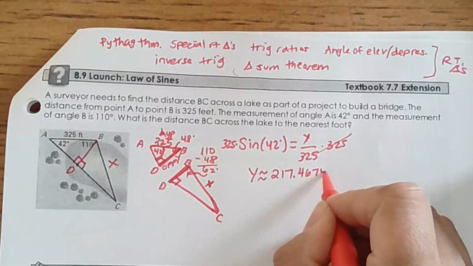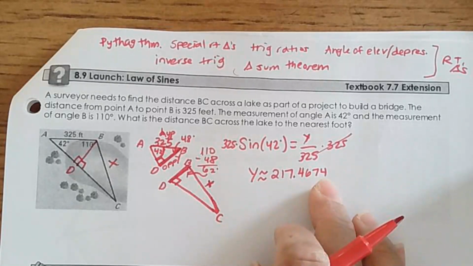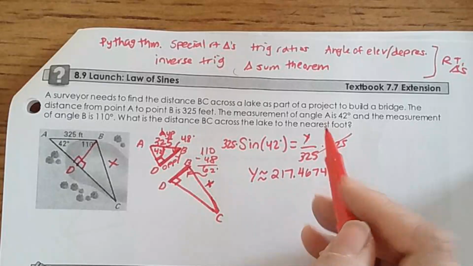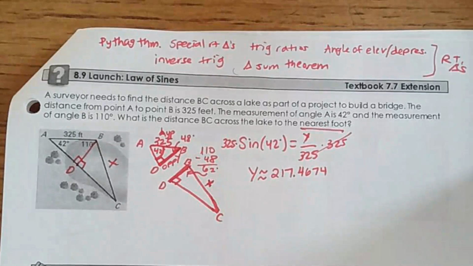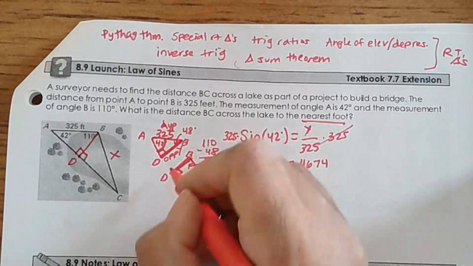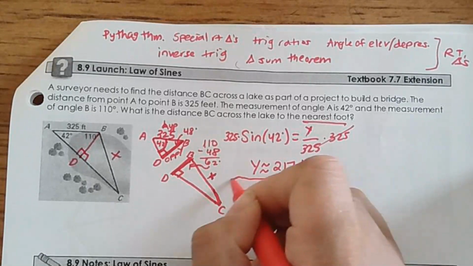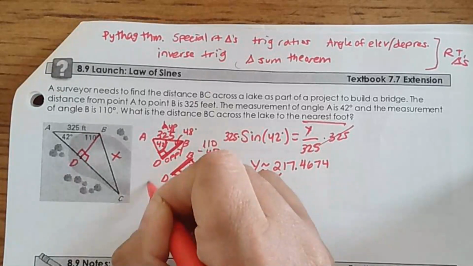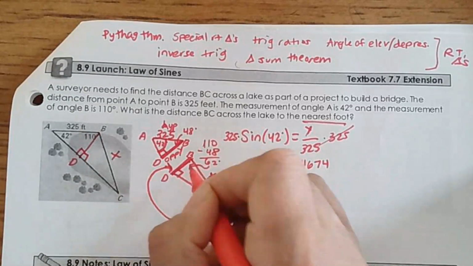I'm keeping a bunch of numbers after the decimal on purpose. I know at the very end we're going to have to round to the nearest foot, but right now let's keep it not rounded. Don't round to like 217 right now because that's too rounded and it's going to change your final answer too much. Now we're going to get closer and closer to finding this X, because this 217 is, whoops, let me draw it like this, this side right here. This is BD.